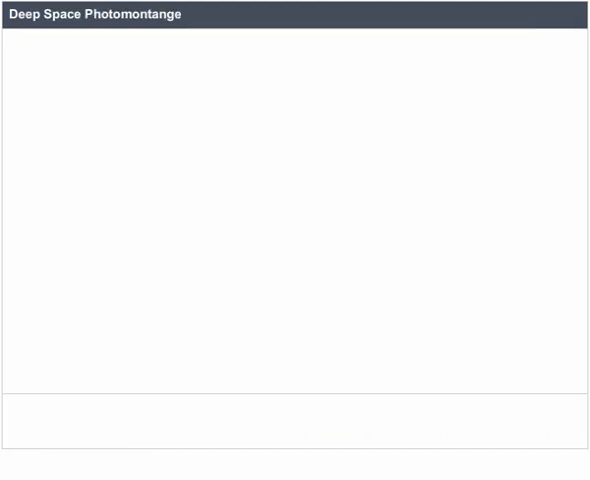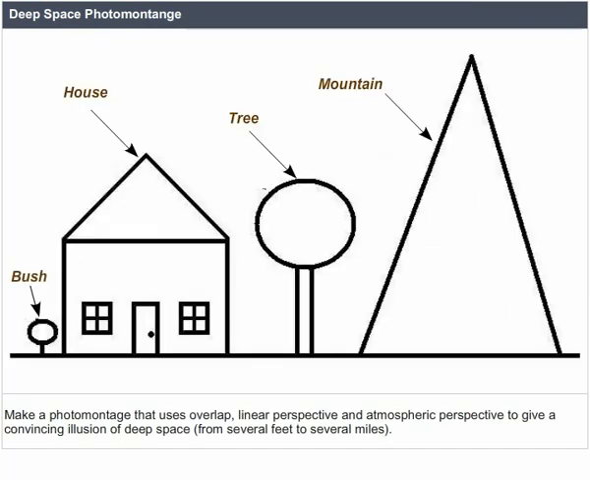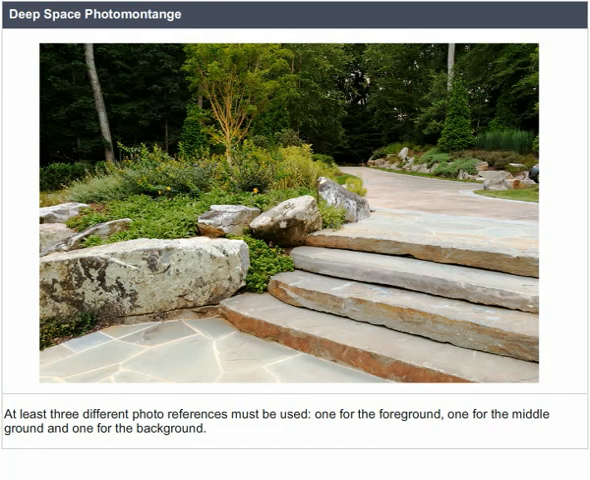Deep space photo montage. Make a photo montage that uses overlap, linear perspective and atmospheric perspective to give a convincing illusion of deep space, from several feet to several miles. At least three different photo references must be used, one for the foreground, one for the middle ground and one for the background.